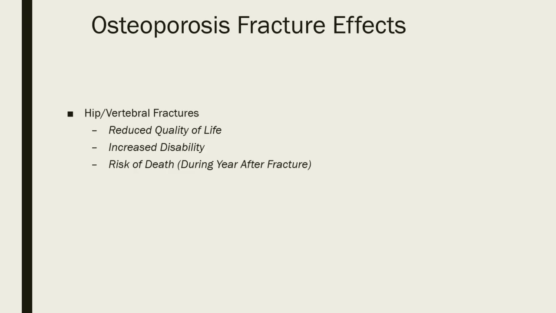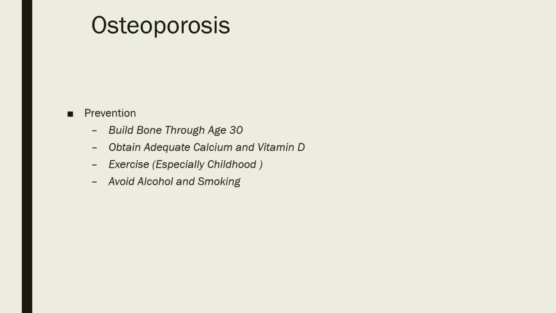Hip and vertebral fractures. These are common with osteoporosis, and these are very serious fractures in the elderly because it reduces their quality of life as well as increases their disability and increases their risk of death. For prevention, the best treatment is prevention. You should try working on building your bone up through age 50, and you do this by getting adequate amounts of calcium and vitamin D, exercising regularly, especially in childhood, and avoiding alcohol and smoking.